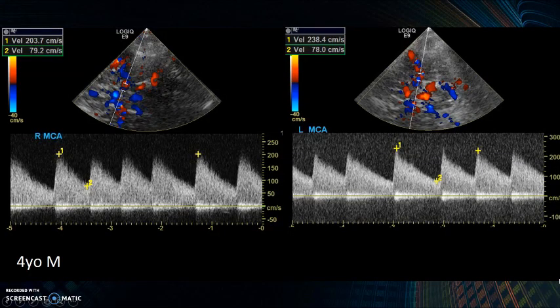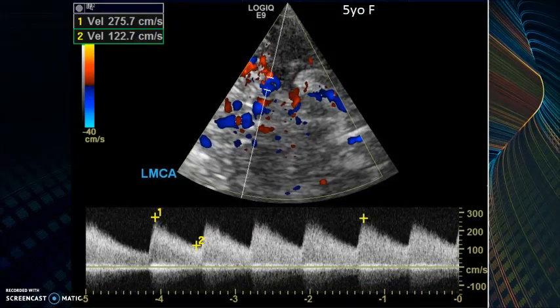Here's a 4-year-old male who in one exam had velocities above 200 peak systolic velocity and 238 on the other side. Subsequent exams on this patient were normal, but he was required to have an exam within a 2-week period to rule out. Here's a 5-year-old female, velocities above 275 in the middle cerebral artery.